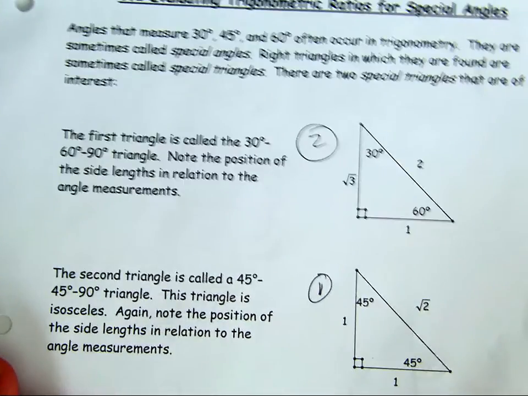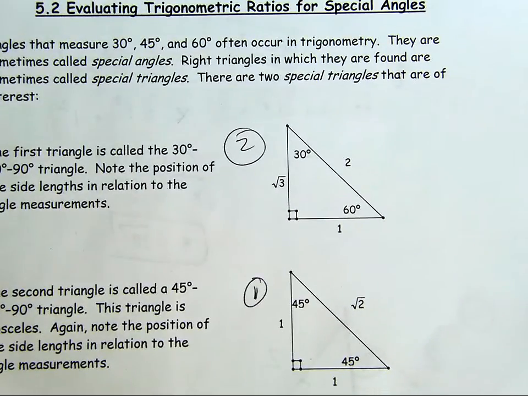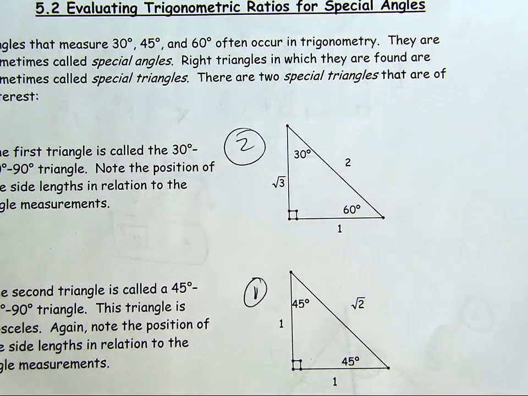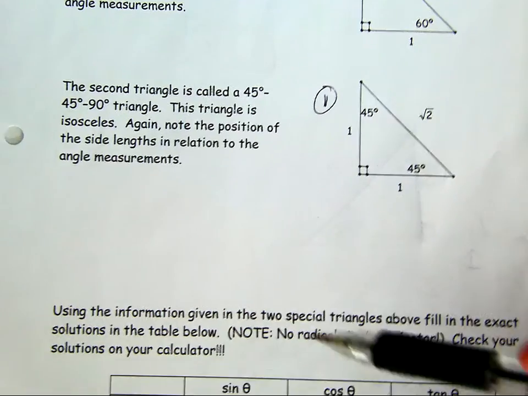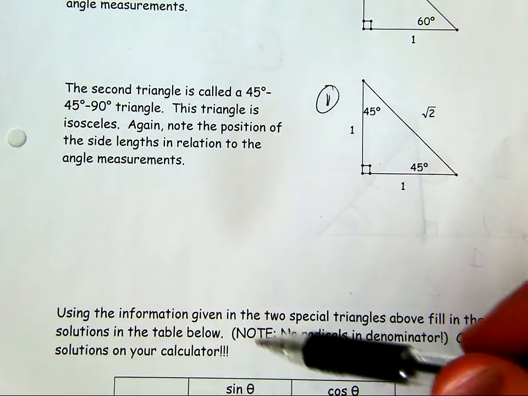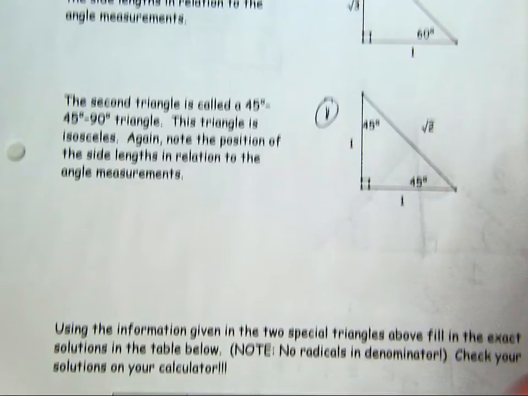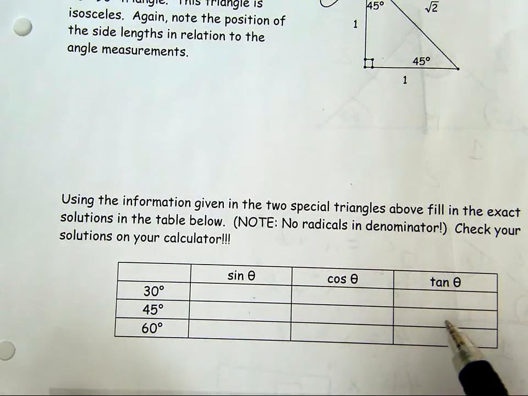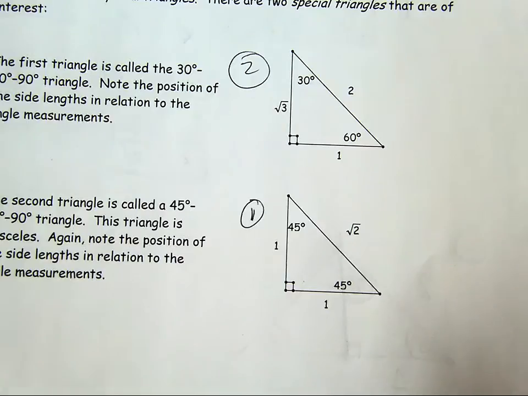So now let's take a look at, after we have these special constructions here that we can come up with without a calculator. Notice I kept this as root 2 because root 2 is not a nice number, and root 3 because root 3 is not a nice number. It asks us to use this information given in the two special triangles above and fill in the exact solutions in the table below. And what I want to do is come up with the sine of 30, 45, and 60, the cosine of 30, 45, and 60, and the tan of 30, 45, and 60. So I'm going to do that.